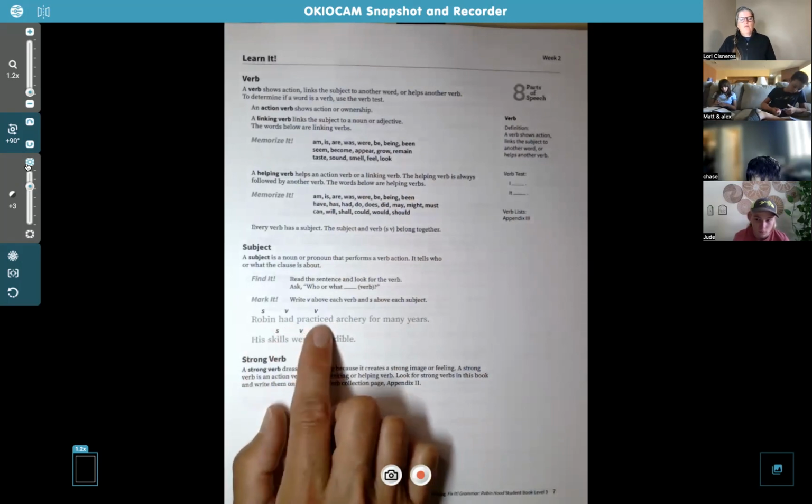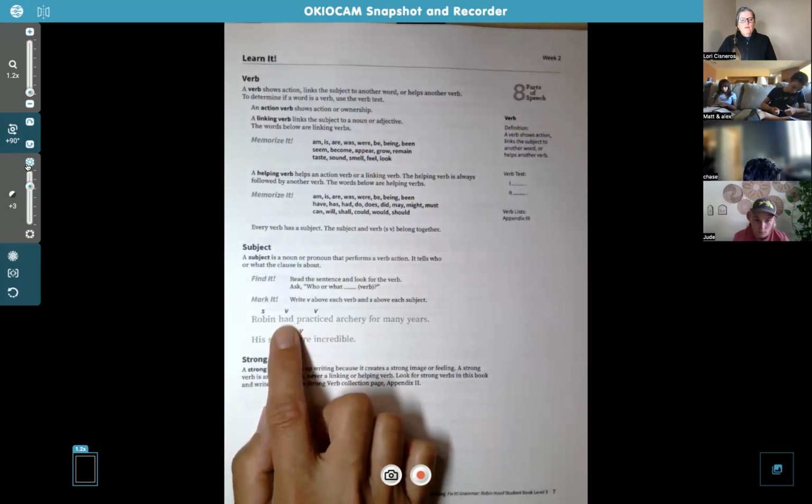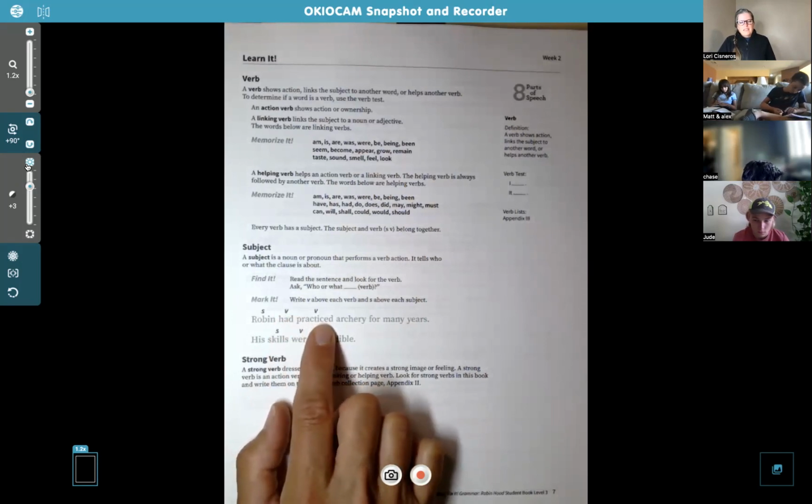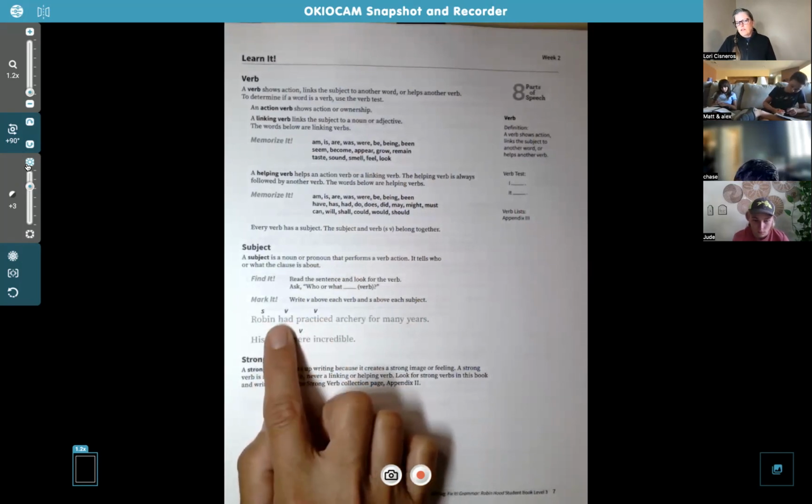So "Robin had practiced" is a better way to say that in English. This is a helping verb, but we're still just labeling it a V for verb. Practiced is the action verb. We're still labeling it with a V for verb, okay? That's how you label the subjects and verbs.